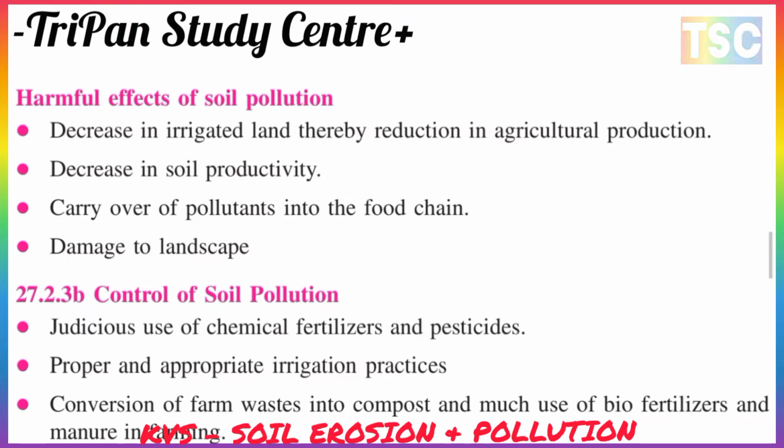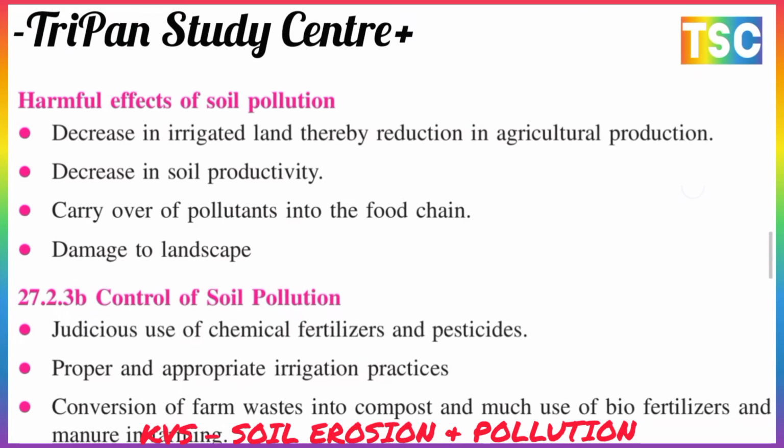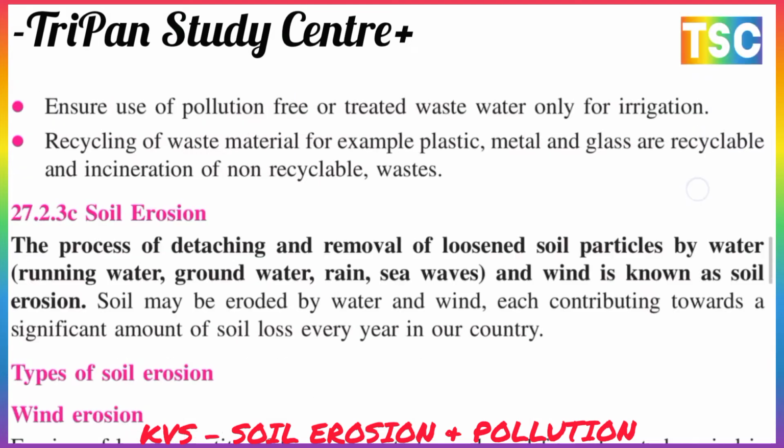The next is the control of soil pollution. The first is judicious use of chemical fertilizers and pesticides, proper irrigation practice, and conversion of farm waste into compost, with much use of biofertilizer and manure in farming. Next, ensure the use of pollution-free and treated waste water only for irrigation.